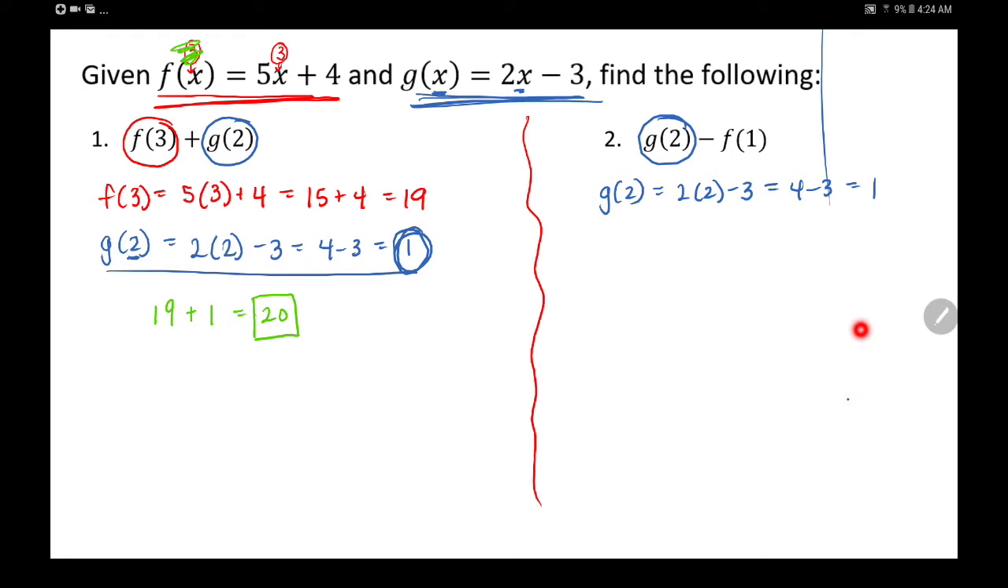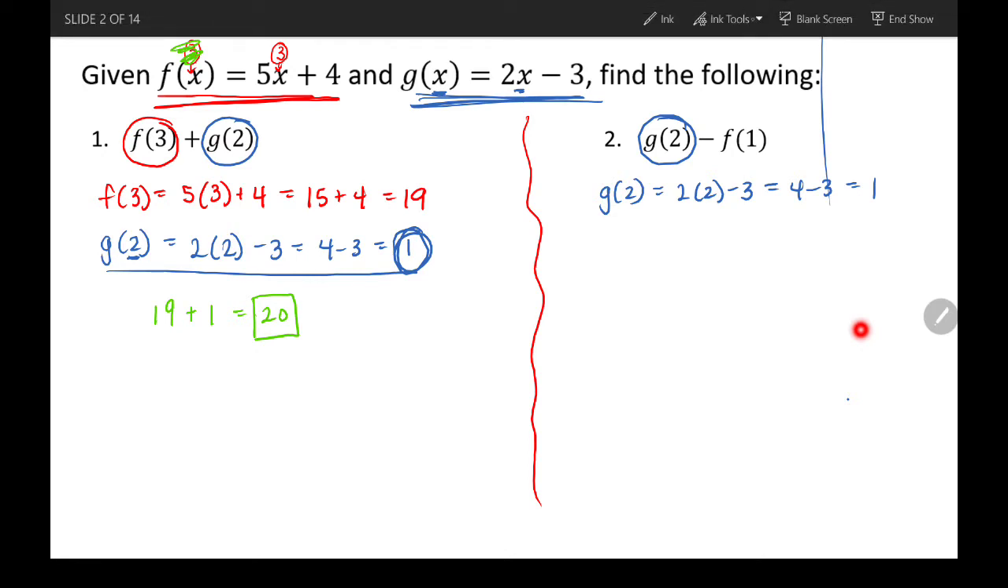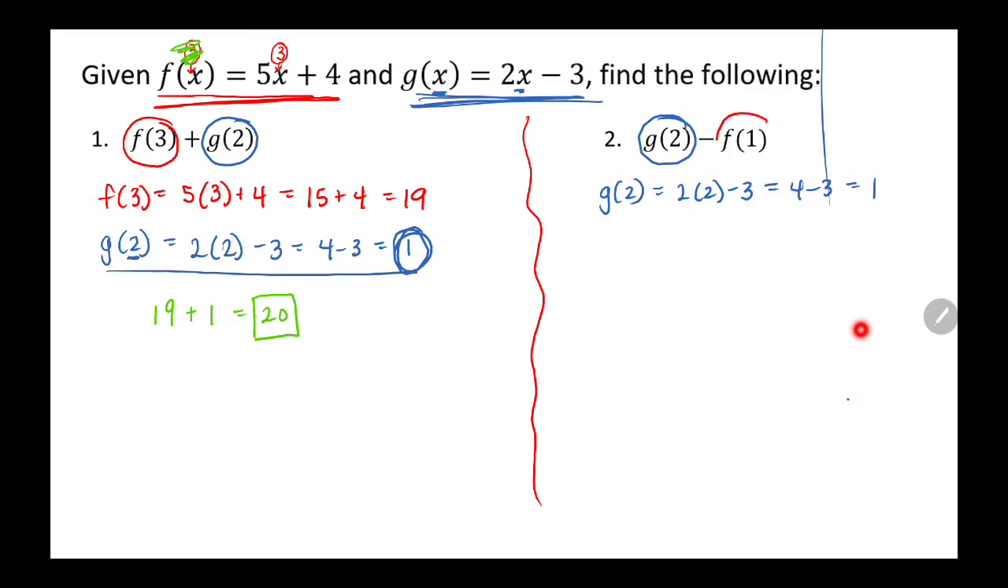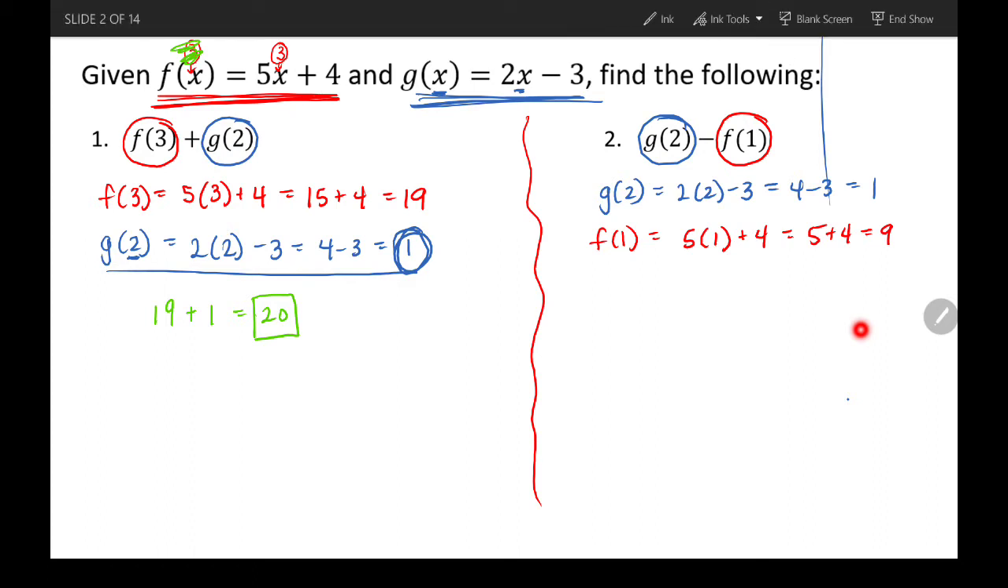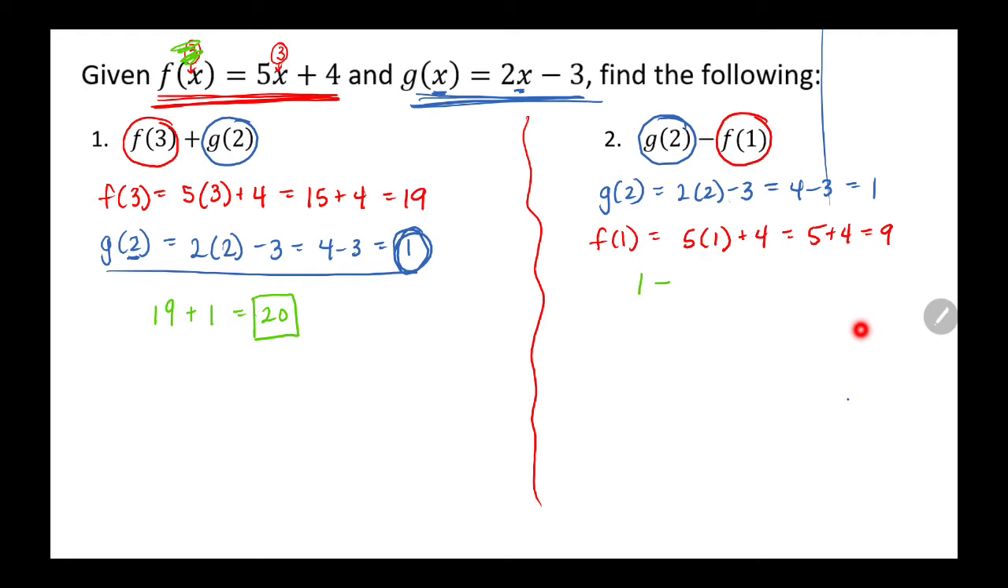Next, we're going to find f of 1. So for f of 1, I'm going to plug in 1 into f. That's 5 times 1 plus 4, which is 5 plus 4, which is 9. And now in my last step, all I have to do is put those pieces of information together. So I want g of 2, which is 1, minus f of 1, which was 9. So my answer is -8.